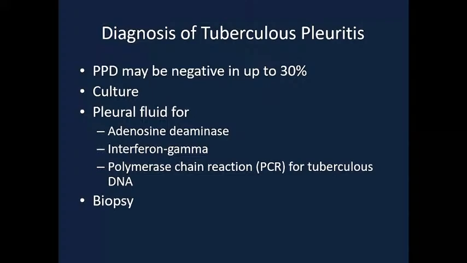So the diagnosis is, as we have discussed in the TB class, but some of the things you need to do will be the Mantoux test. You need to have the culture, have the fluid assessed, adenosine deaminase, interferon gamma, and PCR, and biopsy. The most sensitive in terms of diagnosis is actually biopsy.